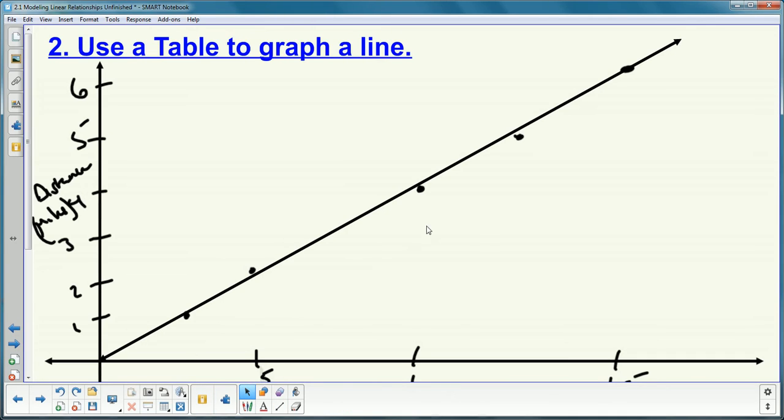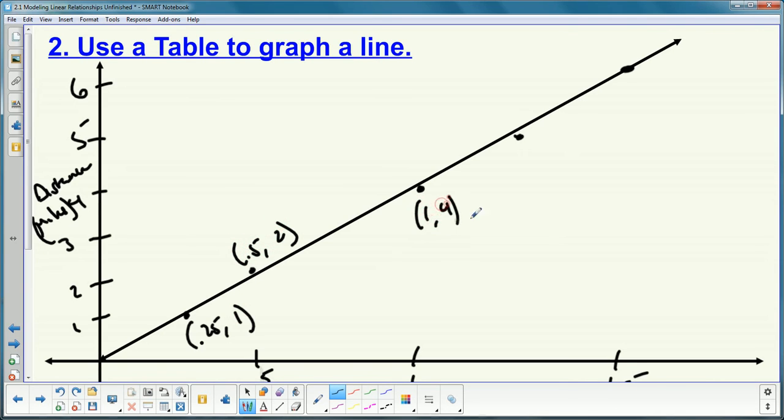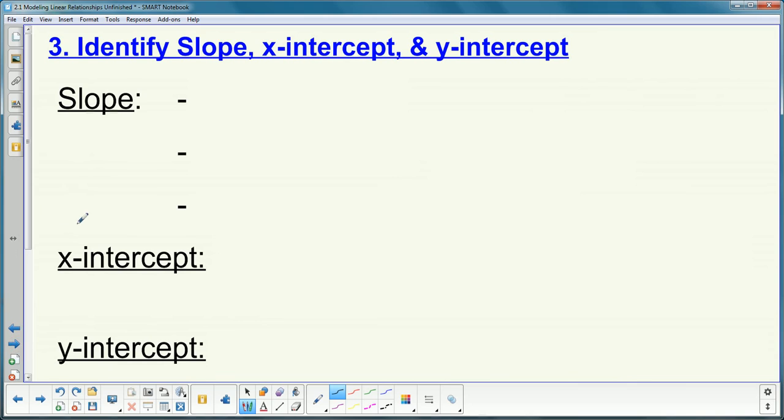Okay, so it's not perfect, but it's pretty close. So you'll see that's how we use the table to graph a line. Each one of these points was an ordered pair from the table. This was 0.25, 1. This was 0.5, 2. We had this one at 1, 4, 1.25, 5, and finally 1.5, 6. Okay, so we're using ordered pairs to graph points that we can then draw a line. Again, just like you do in the computer lab.